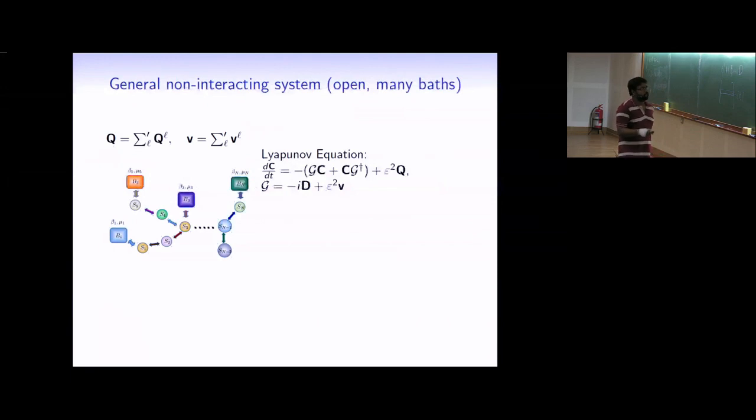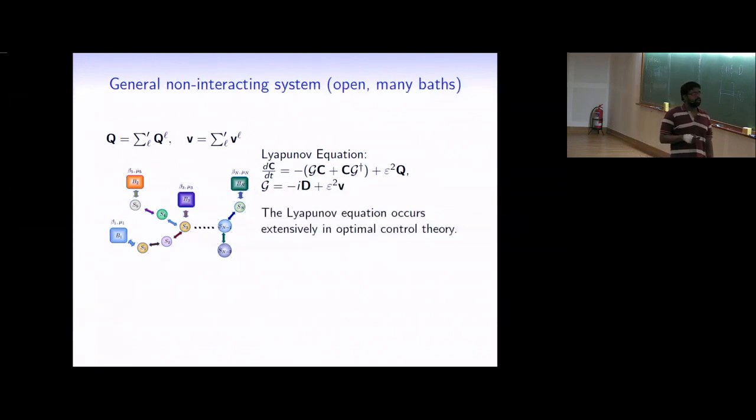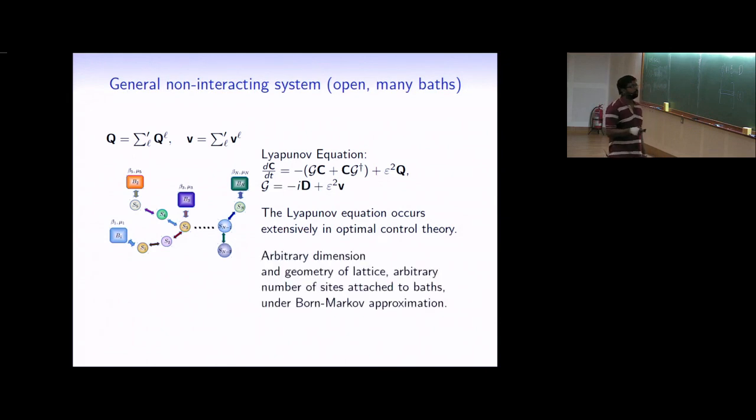Okay. So if you have many baths, nothing happens. You just sum over each contribution. So you still have this, and this is called the Lyapunov equation, which interestingly is a very well-studied equation, and it occurs extensively in optimal control theory. And what we have got this equation for is a system in a lattice with arbitrary dimension and geometry, with an arbitrary number of sites attached to baths, but we have done this Born-Markov approximation. Okay, so this is the Lyapunov equation.